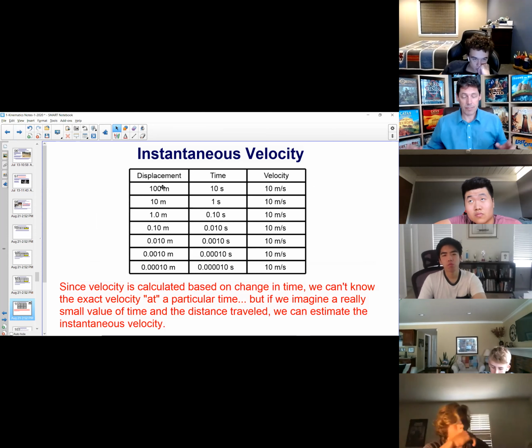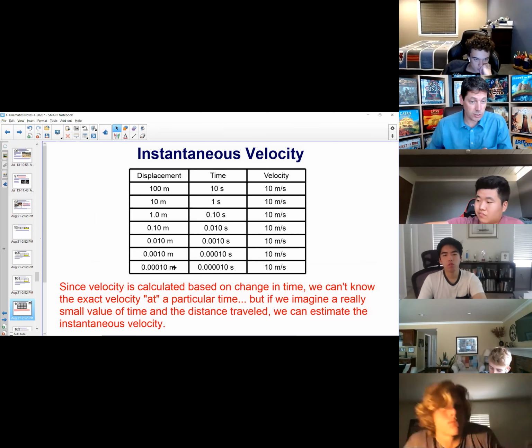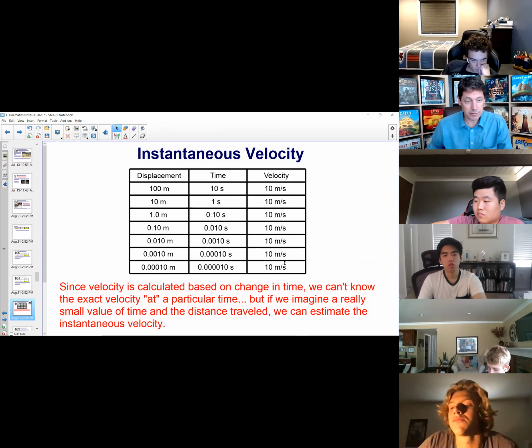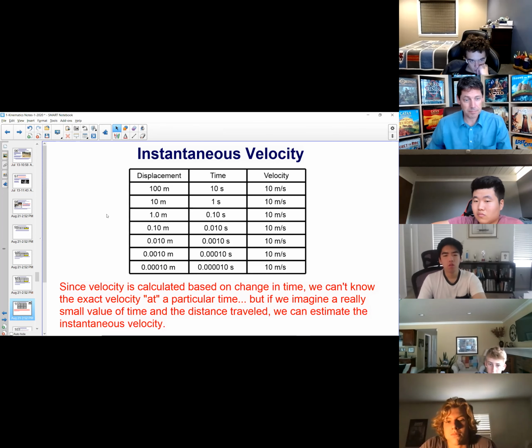Okay, so the idea is if we have something moving at a constant velocity for any length of time, and we narrow down that time span to a very small amount of time, that means it's going to move a smaller distance or have a smaller displacement. But the ratio is still going to give me the same rate. Could I get someone to read this part in red for us?